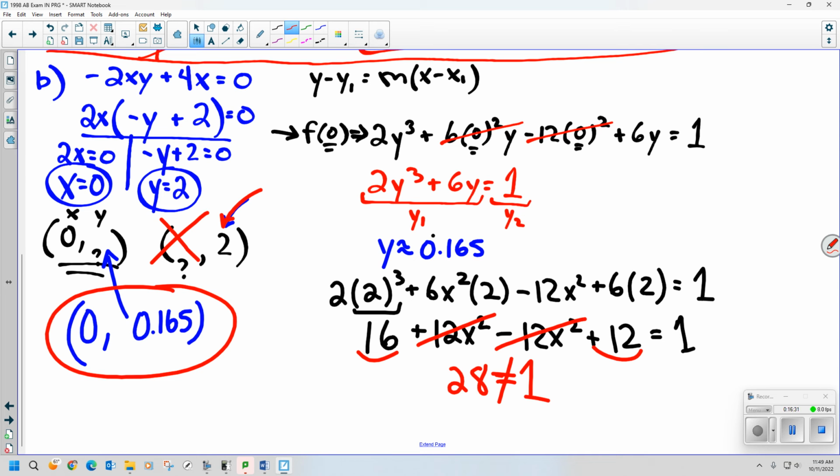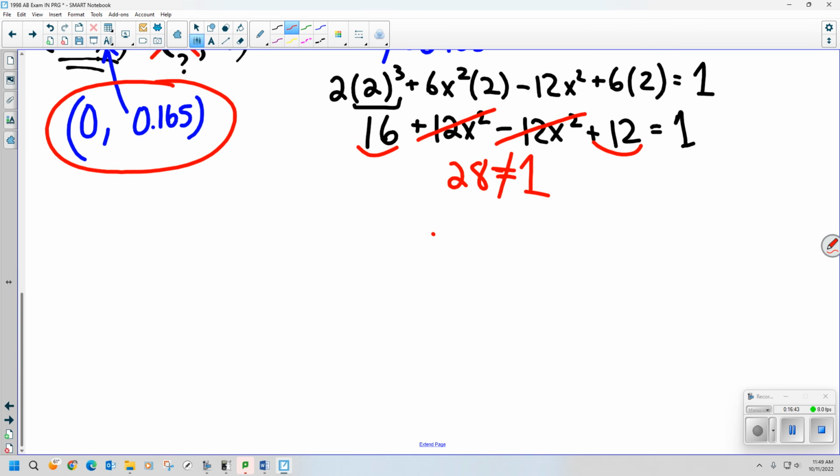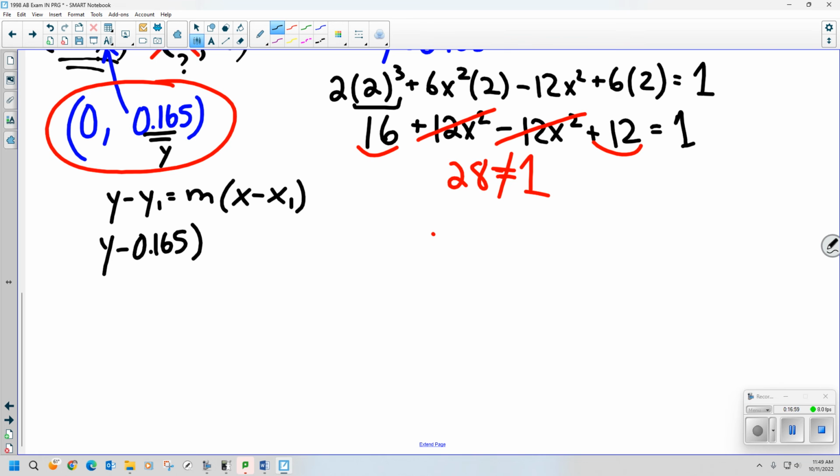Oh, man. Holy smokes. All right, here we go. Extendo. We're still not done. This is only part B. So it's y minus y1 equals slope times x minus x1. All right? Y minus 0.165, because that's my y value. Okay, I don't know my slope yet. X minus 0. Okay, that's nice.